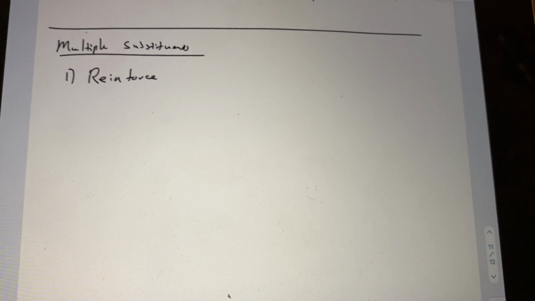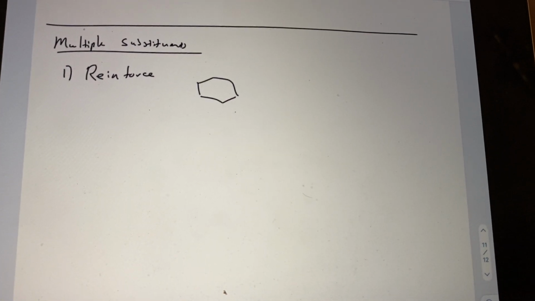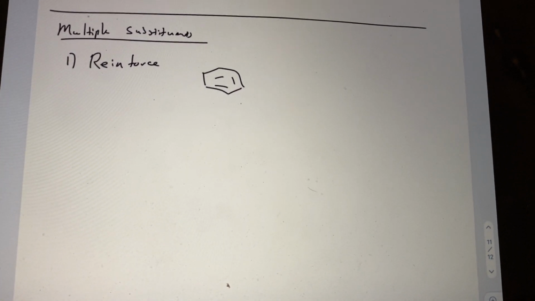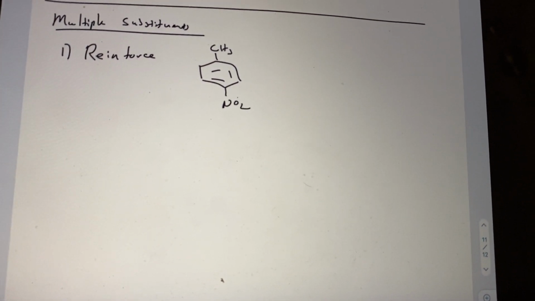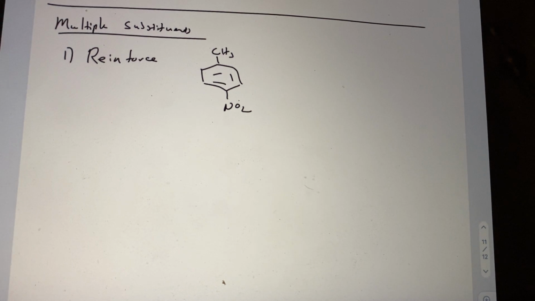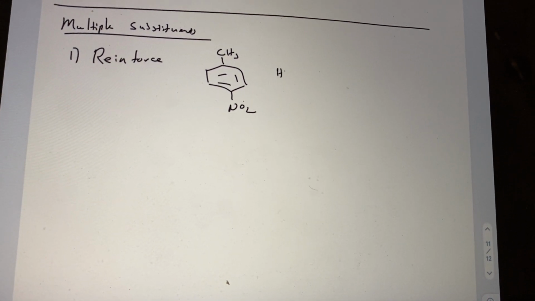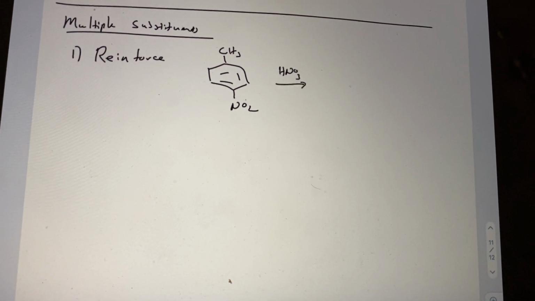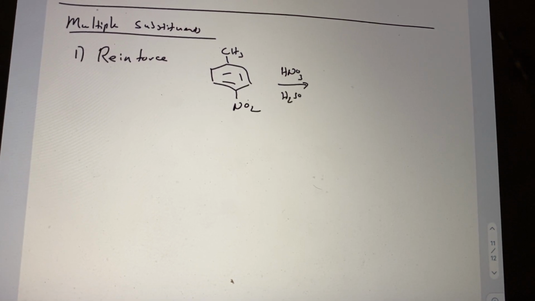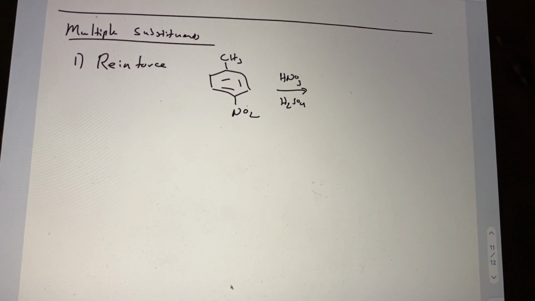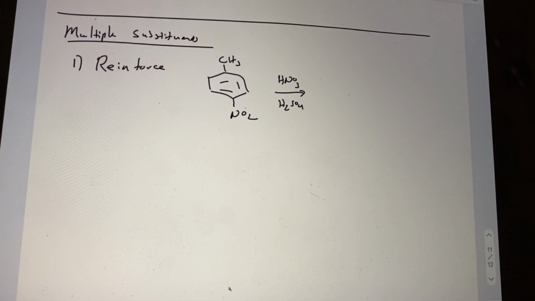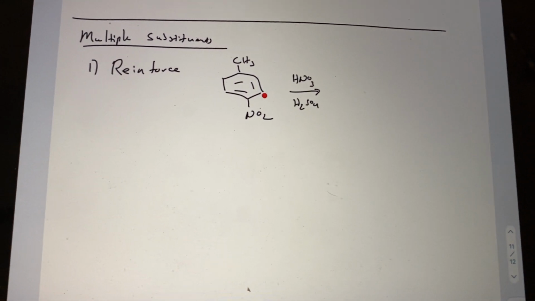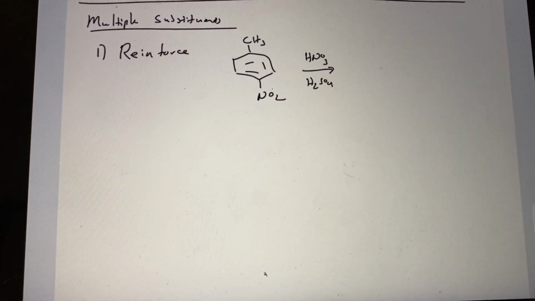Reinforce. So if we have benzene that has, say, a methyl group and a nitro group on it, and we want to carry out a nitration reaction, so we're going to add a second nitro group. Now we need to decide, is the second nitro group going to go here, ortho to the methyl group, or here, ortho to the nitro group? And it doesn't matter what side it's on.